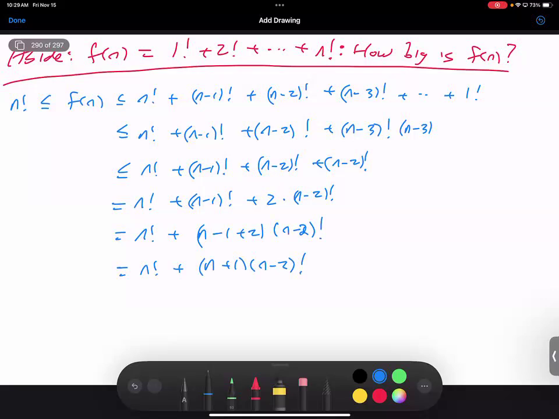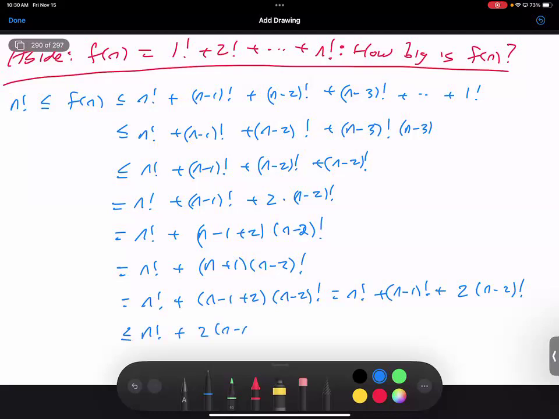That's basically n minus 1 factorial. So we can write this as n factorial plus n minus 1 plus 2 times n minus 2 factorial, which is n factorial plus n minus 1 factorial plus 2 times n minus 2 factorial. I mean, I just went back to where I was. But this is basically going to be less than or equal to n factorial plus 2 times n minus 1 factorial.